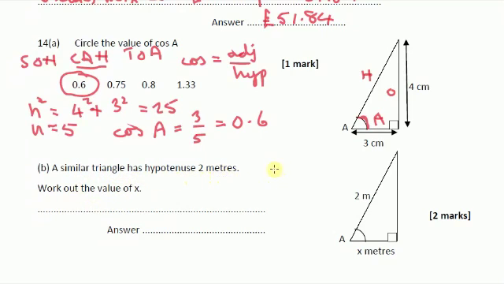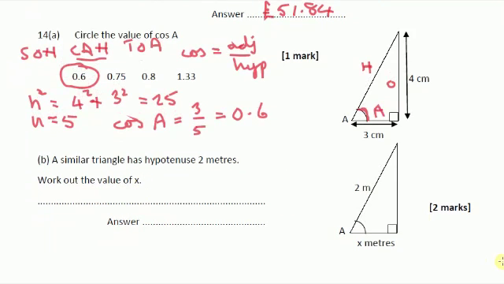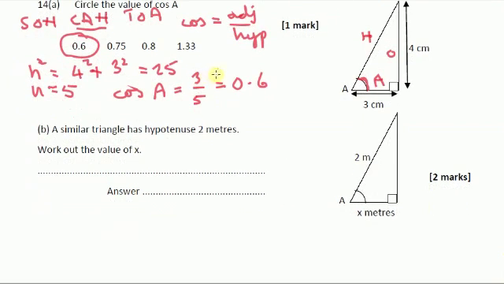Part B, similar triangle has hypotenuse 2 meters. Work out the value of A. So it's important to recognize that the word similar means that it's the same angle. So we still know that the cosine of this angle is 0.6.